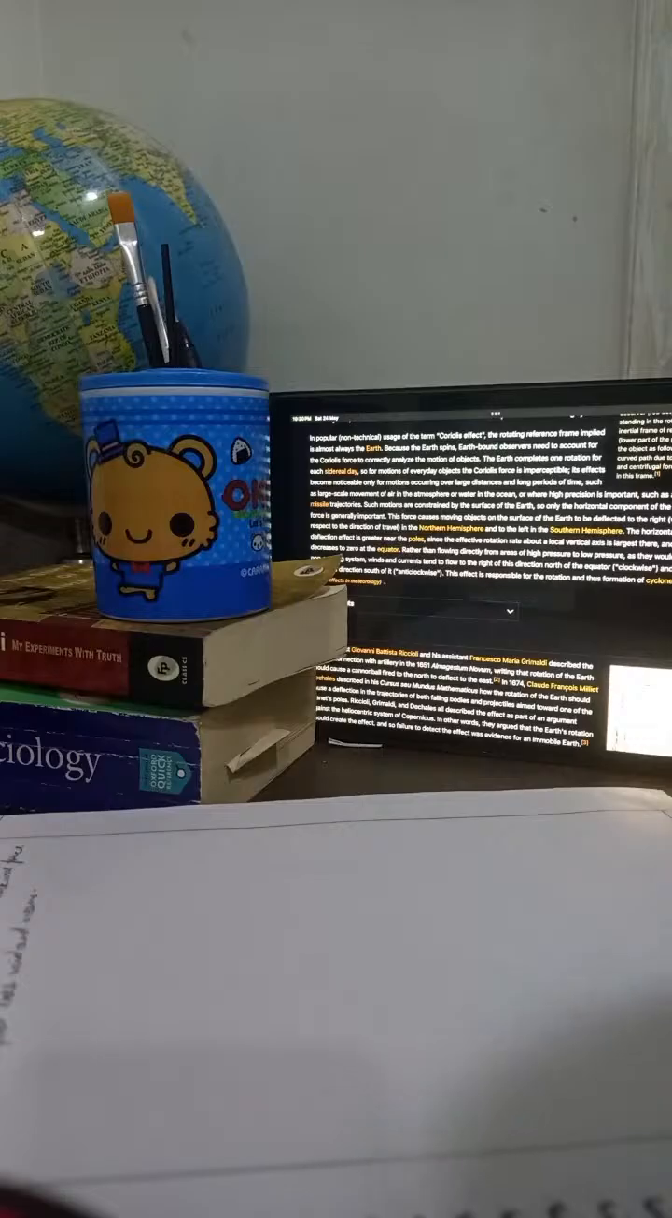For motions of every object, the Coriolis force intensity effects become noticeable only for motions occurring over large distances and long periods of time, such as the large-scale movement of the air in the atmosphere or water in the ocean, or where high precision is important, such as artillery or missile trajectories.